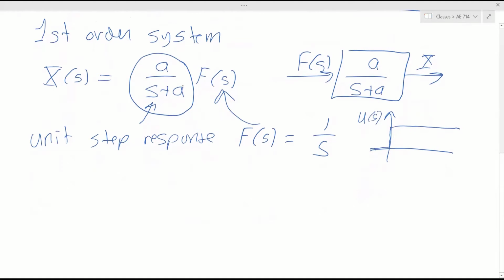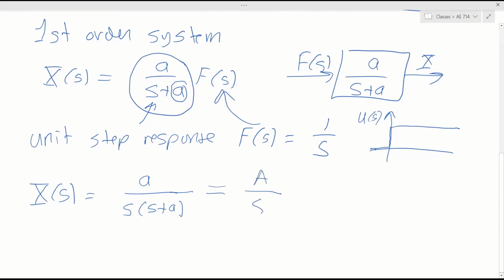So the number that shows up here in the denominator, this A, determines the nature of the response. So if we plug in the unit step response, then you get S along with S plus A. And then the whole partial fraction expansion deal is really just saying that my computer died. So we're going to switch to the board. Thought I'd charged it up enough, but I guess not.